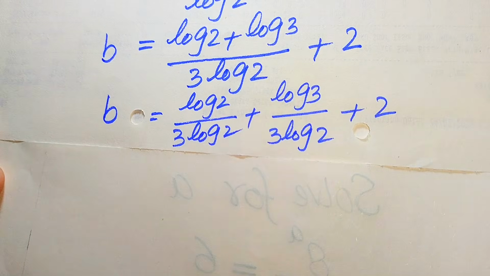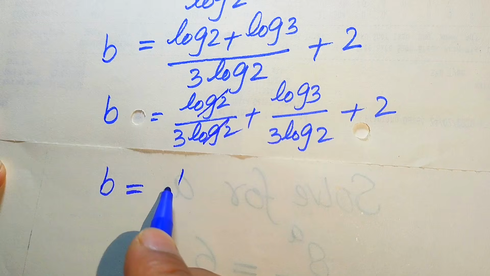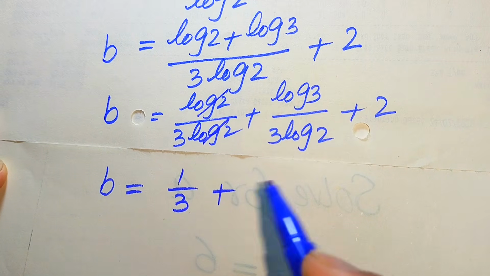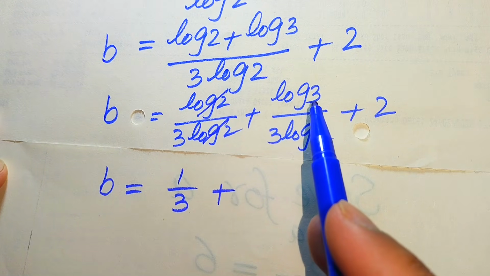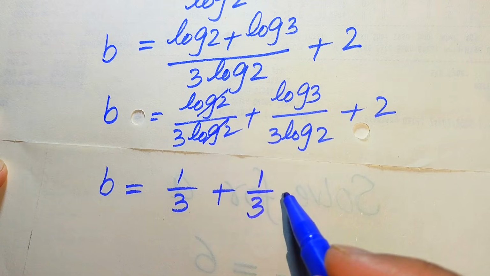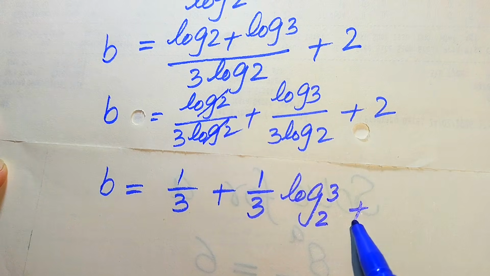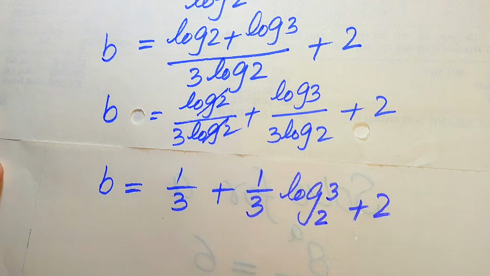So further in the next step we have this log 2 and this log 2 are gone, and we get here the value of b is equal to 1 over 3 plus. Now from here you see that this is log 3 divided by log 2, so we combine both of these two logs, and we write it as log of 3 with base 2, and plus this is our 2.